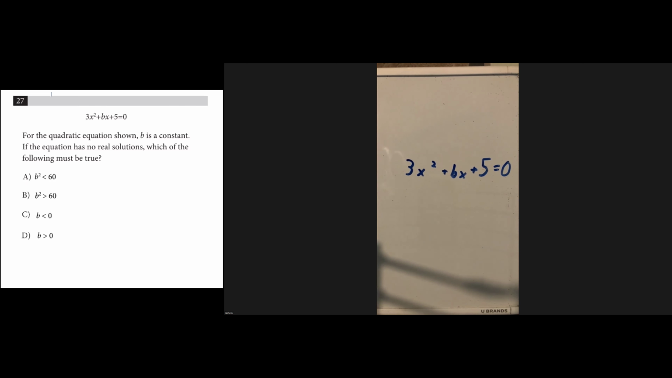Okay, so for question 27, I used a calculator to solve this since we are on the calculator section and you are allowed to use a calculator on this section. What I did was I plugged in the values for B, which would match all these answer choices. So I plugged in B equals 1, B equals -1, and B equals 9, since that would satisfy A, C, and D for those three answers.